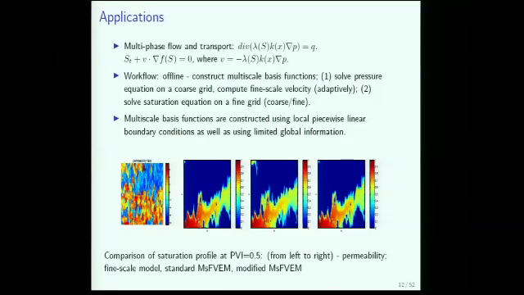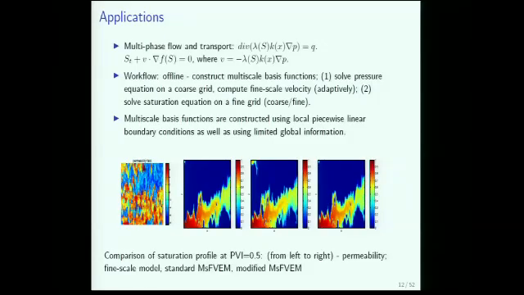Each time the pressure equation is solved on a coarse grid, the basis function is not updated. This is, for example, where, even without changing the source term, you get some speed up.